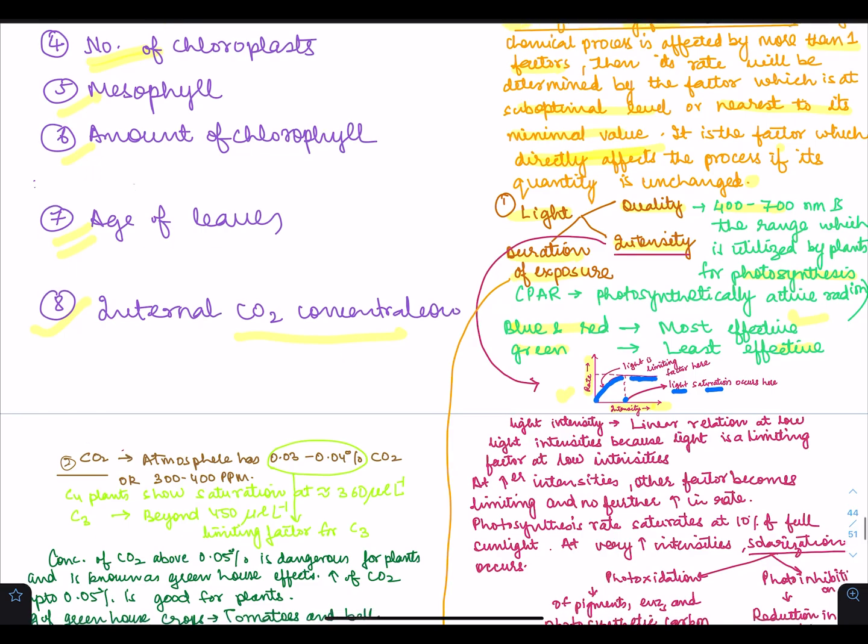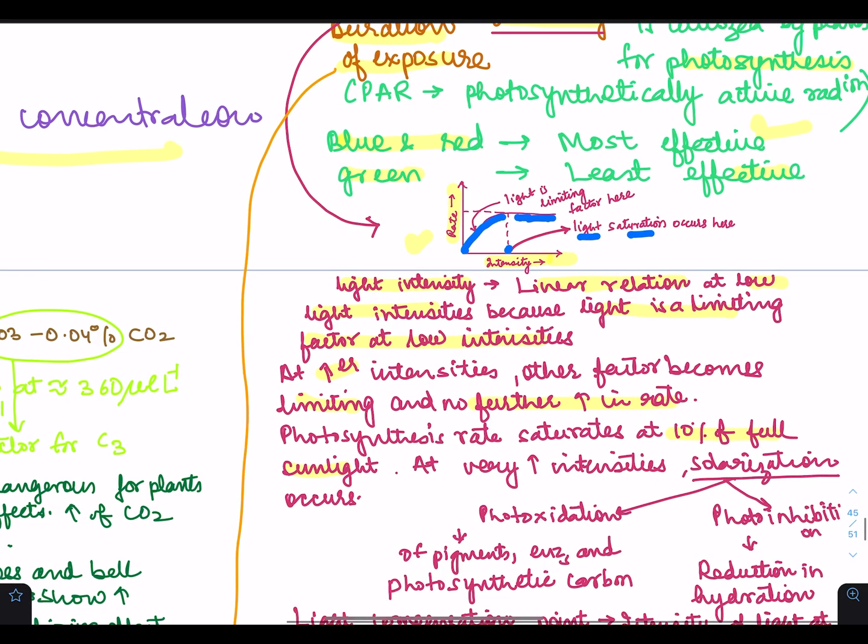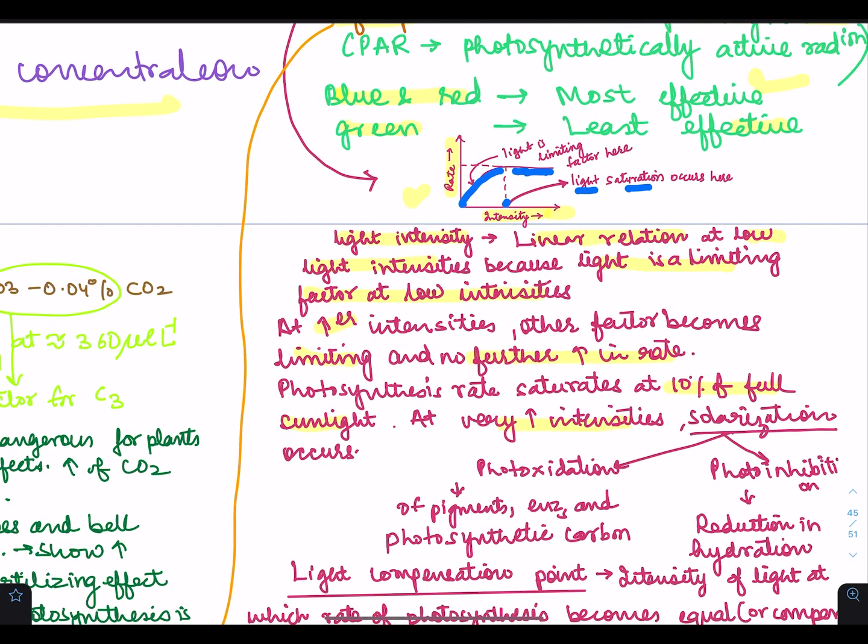Now, light intensity, linear relation is there at low light intensities because light is a limiting factor at low intensities. At higher intensities, what happens? Other factors become limiting and no further increase in rate of photosynthesis occurs. Photosynthesis rate saturates at 10% of full sunlight. At very high intensities, solarization of chlorophyll occurs.